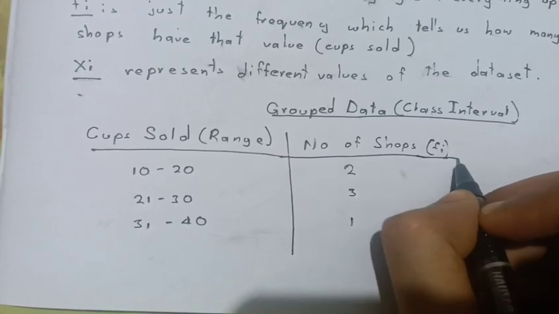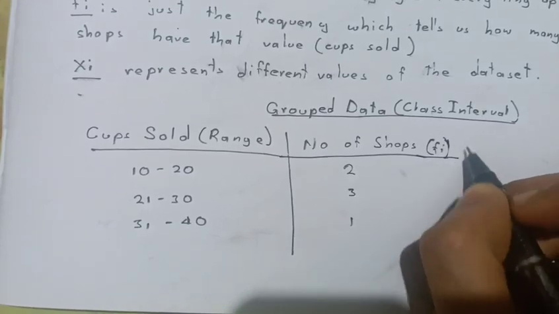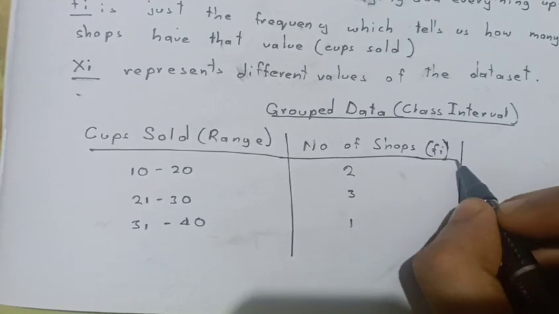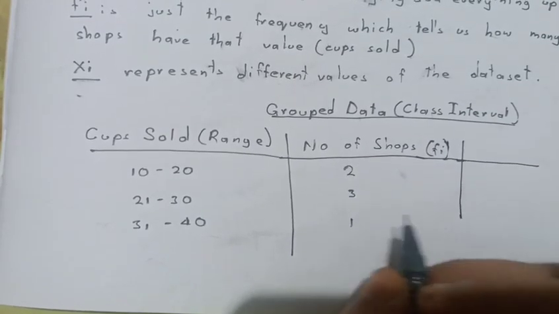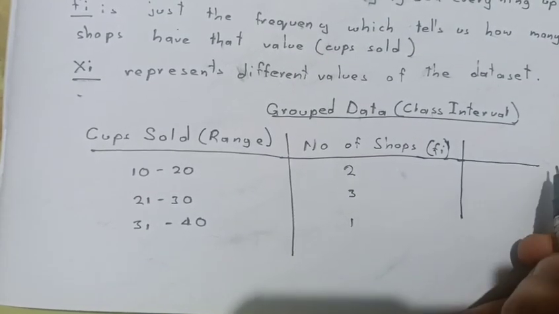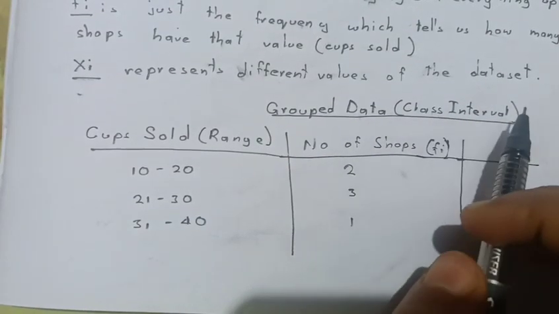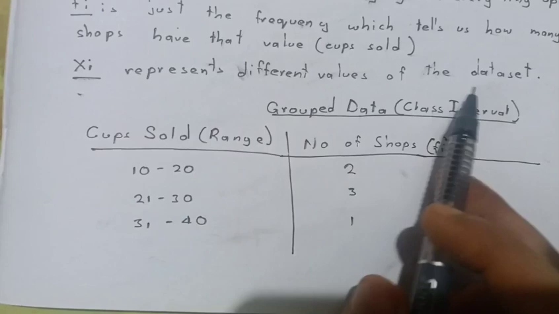We used to consider it as Fi. You know what Fi means, frequency. Before I go to the next step, I want to explain the class interval, why group data is called class interval.